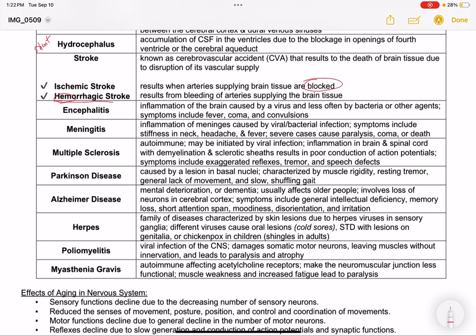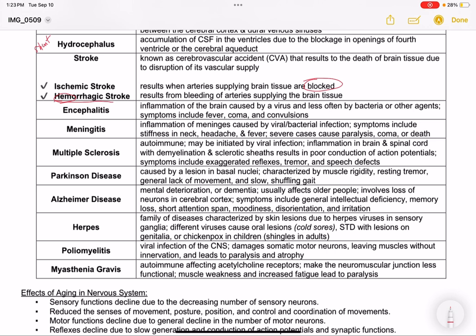So, Alzheimer's disease, mental deterioration or dementia. Usually affects older people, involves loss of neurons and cerebral cortex. Symptoms include general intellectual deficiency, memory loss, short attention span, moodiness, disorientation, and irritation. So, di ba mga lola and lolos natin, usually may mga Alzheimer's or ginatawag nga dementia. So, wala naman yun siya actually bulong. So, may ara lang ginahelp ng mga supplements para mapadugay ang pag-degenerate sang brains nila or sang neurons nila. Okay? Para hindi sila dasig magka-memory loss or hindi dasig ang symptoms sang disease.